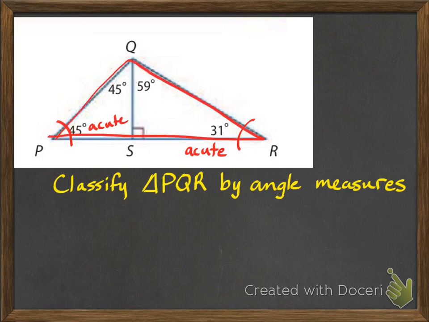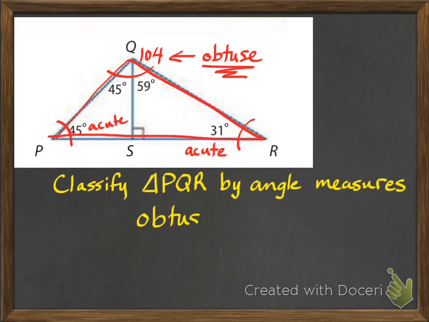So our angle Q right here is really made up of two angles. You have angle PQS, which is 45, and angle SQR, which is 59. If we use the angle addition postulate, that whole angle has to be 45 plus 59, or 104 degrees, right? Since there is one obtuse angle, we would say it's an obtuse triangle, okay? So triangle PQR classified by angle measure would be an obtuse triangle.